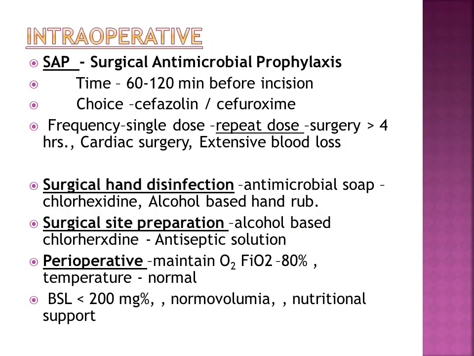Intraoperative, so SAP, that is surgical antimicrobial prophylaxis, is there. It should be given 60 to 120 minutes before incision, and antibiotics used can be cefazolin or cefuroxime. Then a single dose should be given, or if surgery is more than 4 hours or surgeries like cardiac surgery or where extensive blood loss is there, the dose can be repeated. Then surgical hand disinfection with antimicrobial soap or chlorhexidine or alcohol-based hand rub should be there.